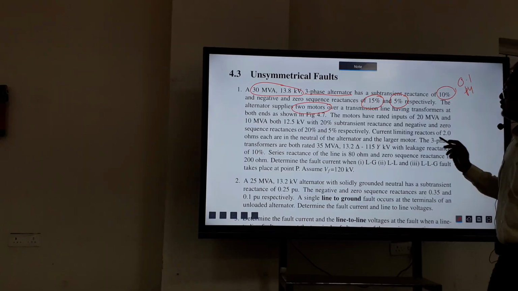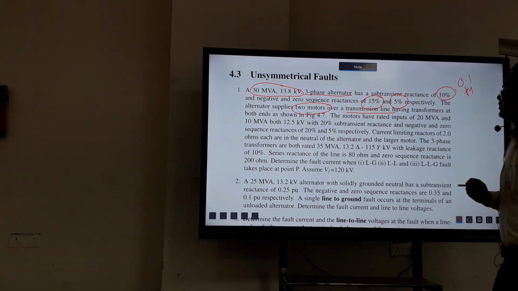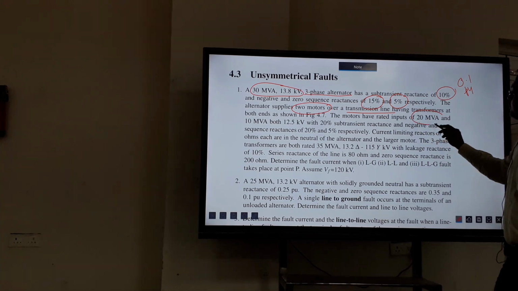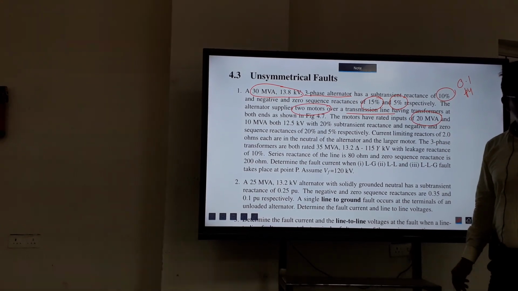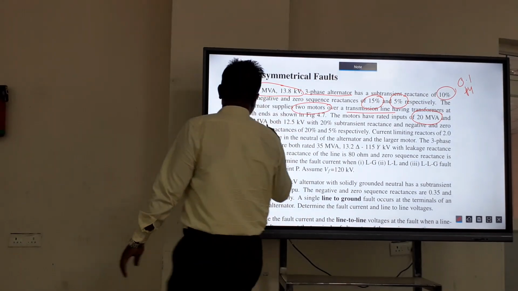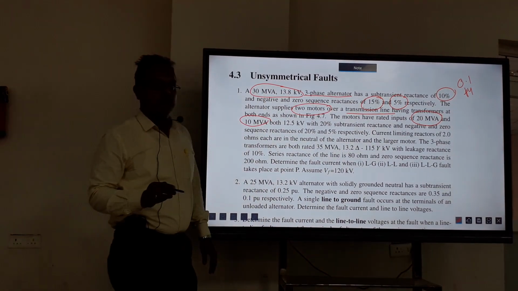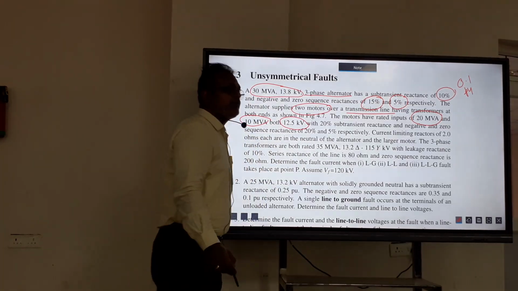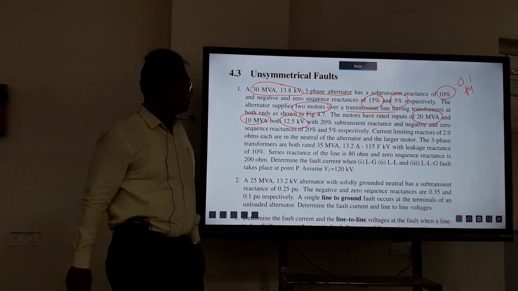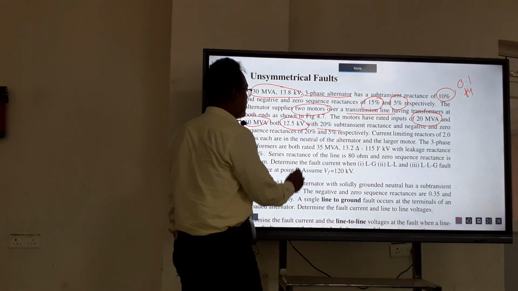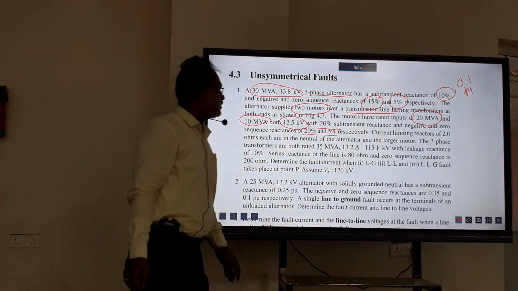An alternator supplies 2 motors over a transmission line and transformers. The motors have ratings of 20 MVA and 10 MVA, both at 12.5 kV. Just mention the ratings, no need to write in detail. Their subtransient reactance is 20%, and the negative and zero sequence reactances are 20% and 5%.